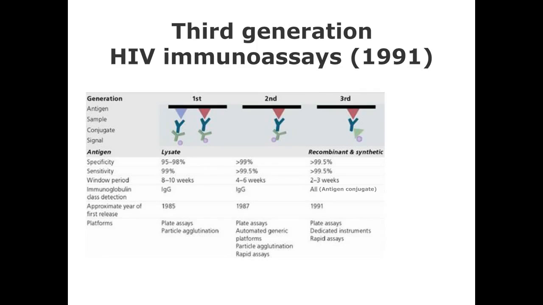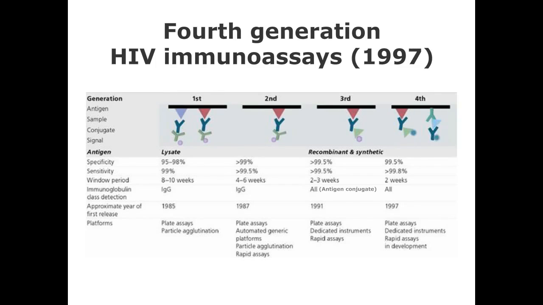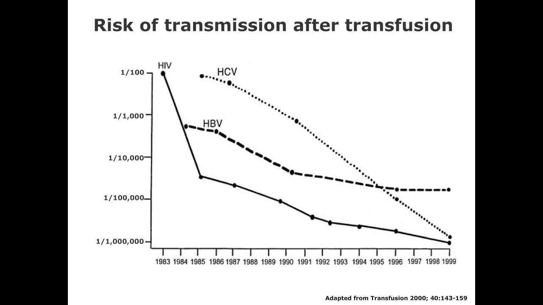We know very well that many of the serological assays that we use in a virological laboratory do not reach these numbers, but HIV assays, luckily, do. And then finally, a little bit later, in 1997, there were the fourth generation HIV immunoassays that combine antibody and antigen detection, so that sensitivity even increased to 99.8%. And the further we are with the generations of immunoassays, the smaller the window period became for these assays. And that had a tremendous impact.